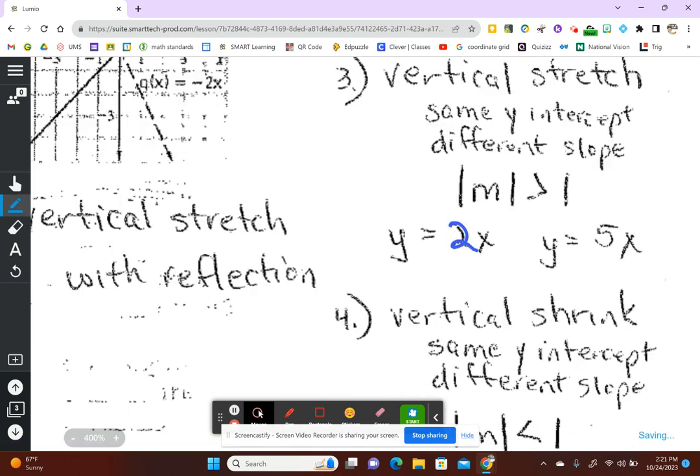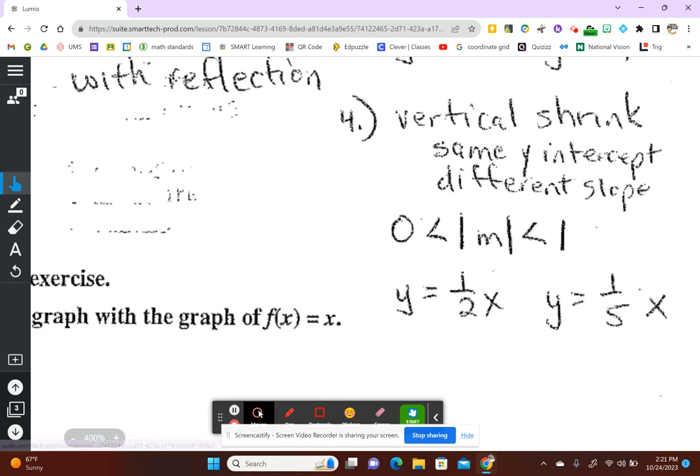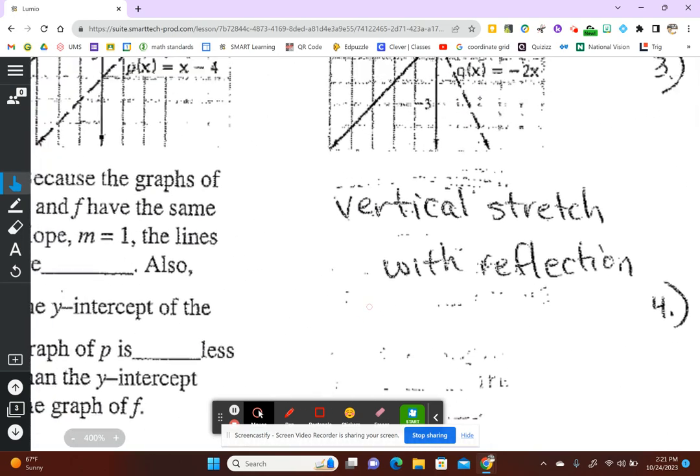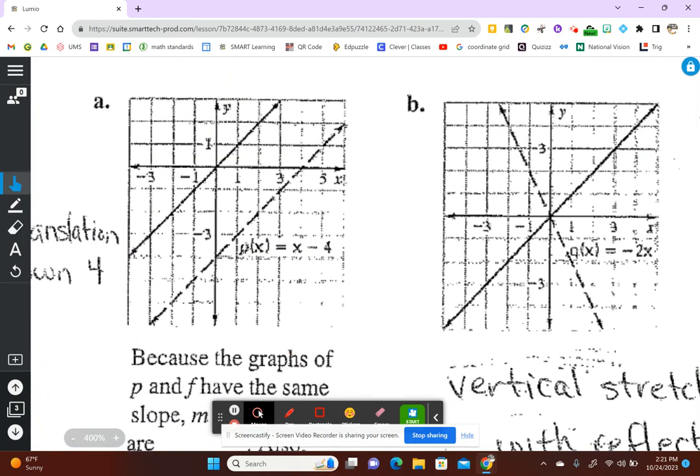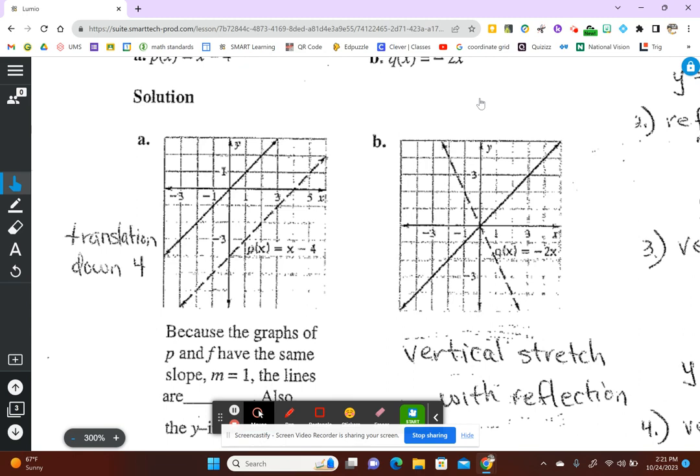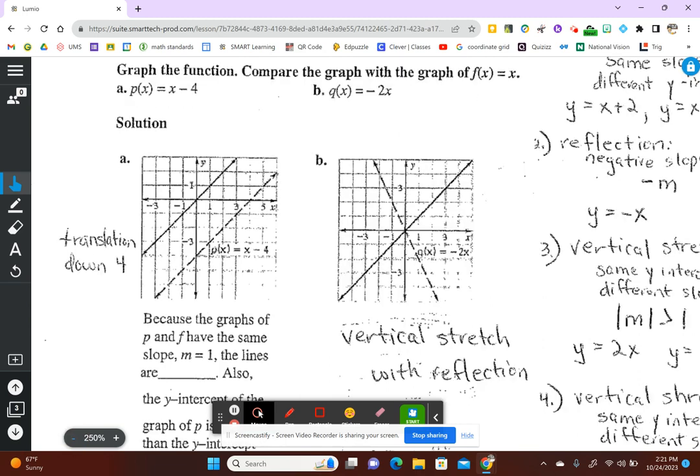So obviously 2 is greater than 1, 5 is greater than 1. Those are stretching, which means they're moving away from being a parent function closer to being a vertical line. And a vertical shrink is when the slope is in between 0 and 1. Okay, the absolute value. The reason we look at the absolute value is because it's negative. Whenever it's negative, it just means that it's a reflection.